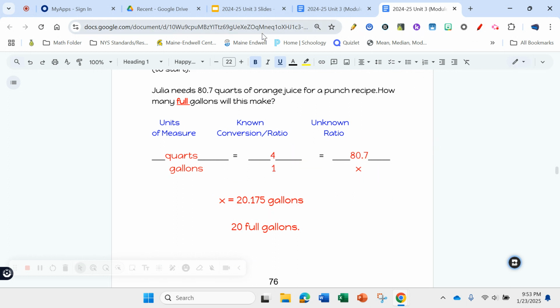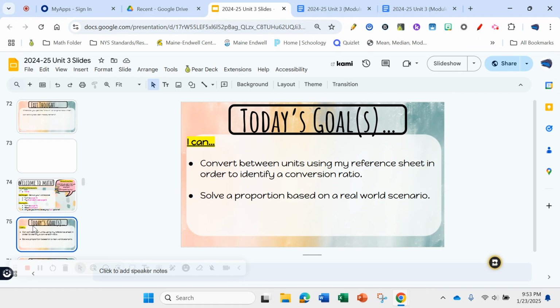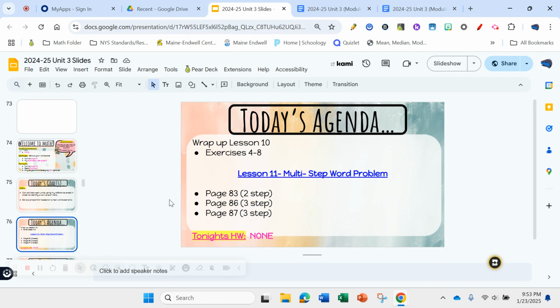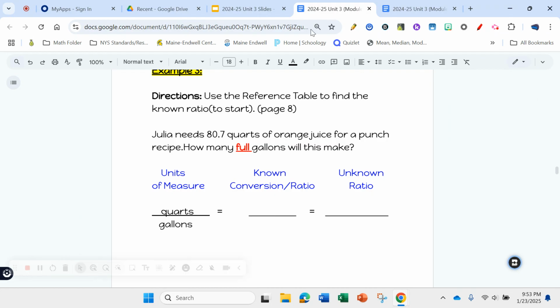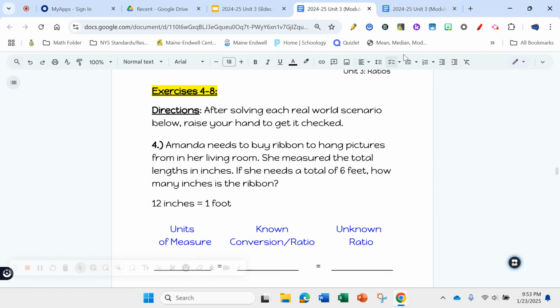All right. So what we're doing today is more the same as yesterday. I want to make sure we're using page 8 for the conversion reference sheet in order to solve real world problems. But what I want you to do right now is go to page 77.